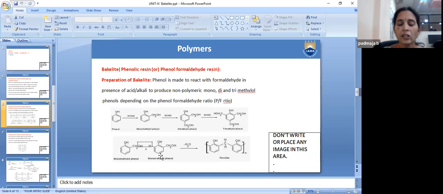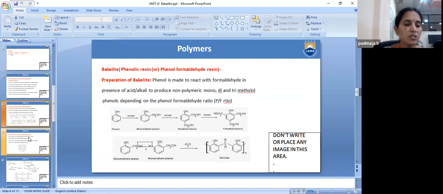So when you take n number of monomethylol phenol and undergo the polymerization process, removal of water molecules takes place. Nothing but it is undergoing condensation polymerization. We'll get a Novolac structure. This is a linear polymer.